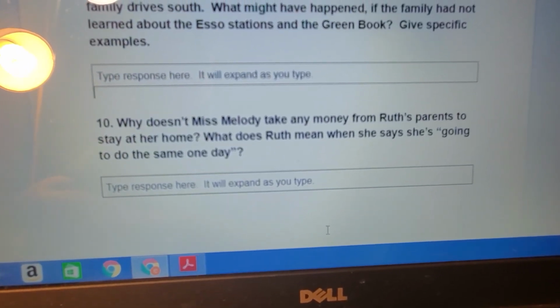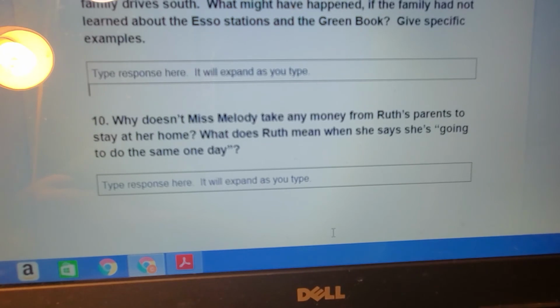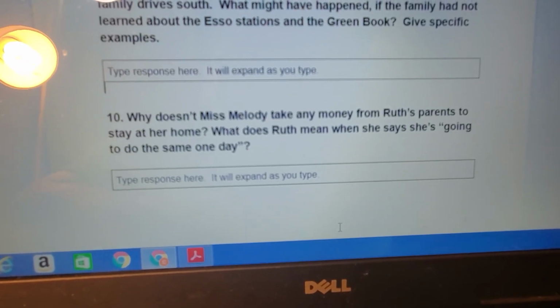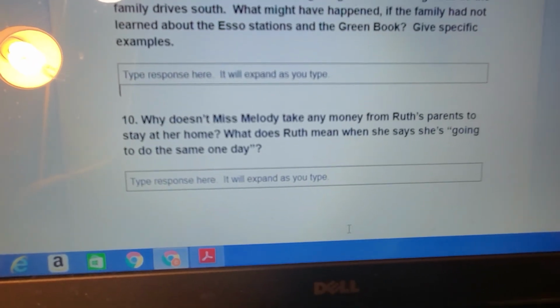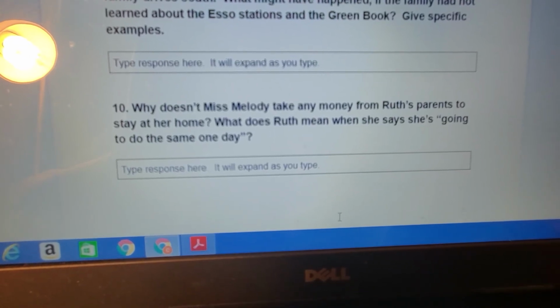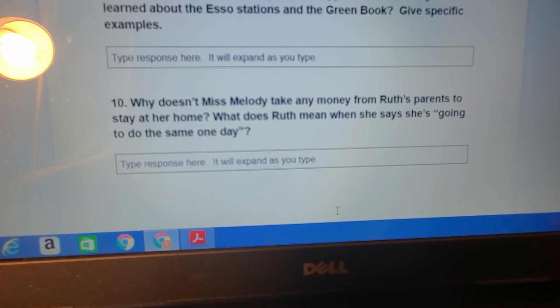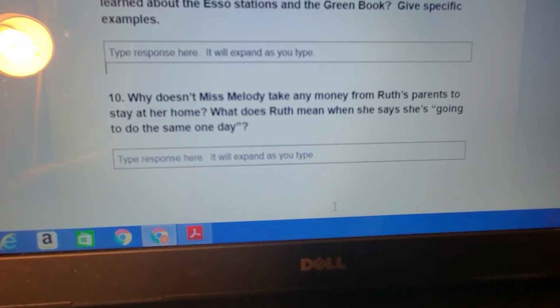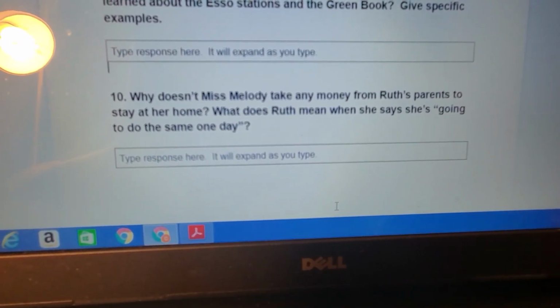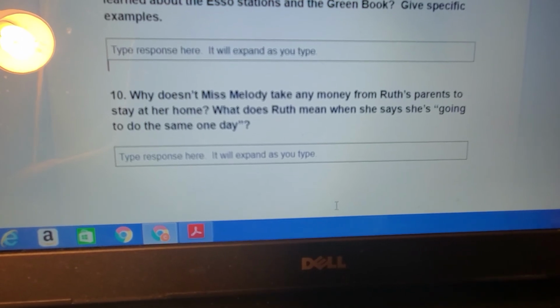And then the last part is, what does Ruth mean when she says she's going to do the same one day? Okay, think about what Ruth is saying. Think about what Ruth has learned so far in her travels. Remember, she's a young girl. She's never really traveled to the South like this, so she's seeing things that she hasn't seen for the first time. Think about what she's saying there.